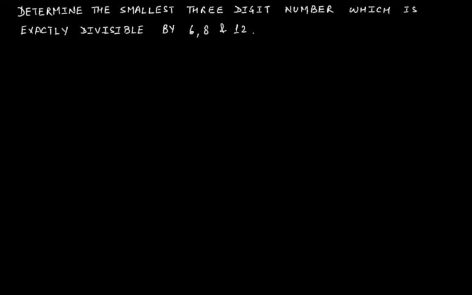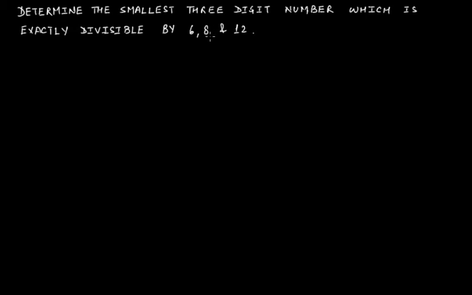Hey, in this question you have to determine the smallest three-digit number which is exactly divisible by 6, 8 and 12. By exactly divisible, it means that there should be no remainder, that is, remainder should be 0. Now the question is for a three-digit number. Now you would be thinking, how to find that?